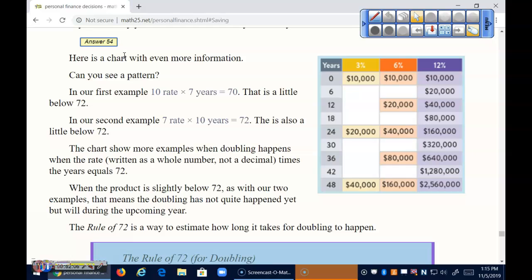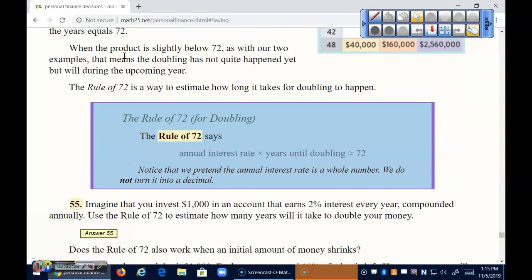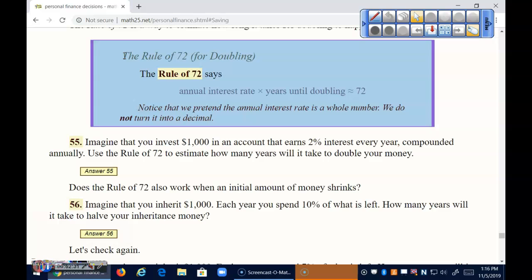It's not an exact thing, but if you just want a quick estimate, how long does it take an investment to double? How long does it take an antique car to appreciate and be worth double as much? Then when the percent increase and the years multiply to 72, it's going to double. So, imagine you invest $1,000 at 2%, compounded annually. How long will it take you to double your money? 36 years to double your money. You're not going to retire on that.